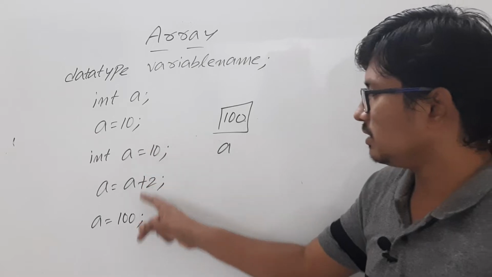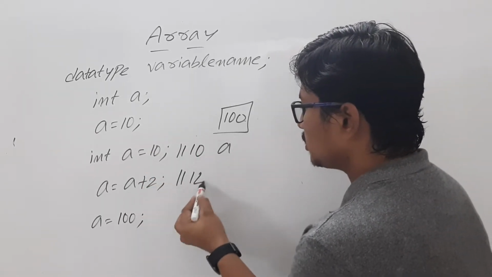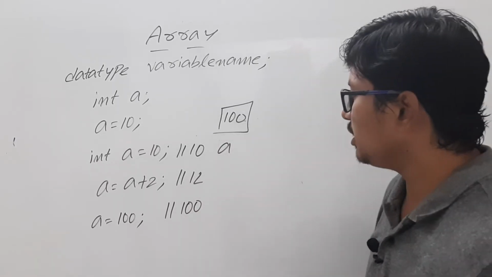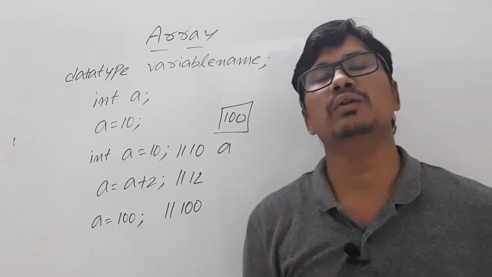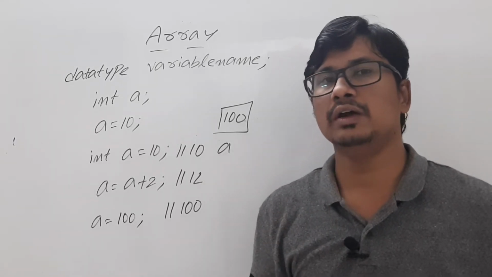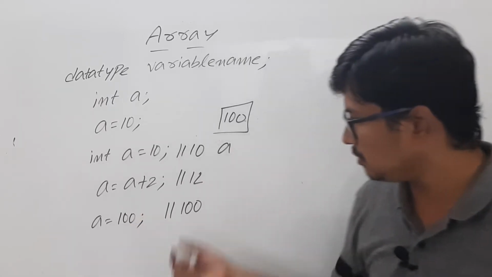Look at these three statements. Here the a value is 10. Here the a value is 12. Now the a value is 100. So at a time, in a variable you can store only one value. Is it clear? If you want to store multiple values in a single variable, that is not possible.